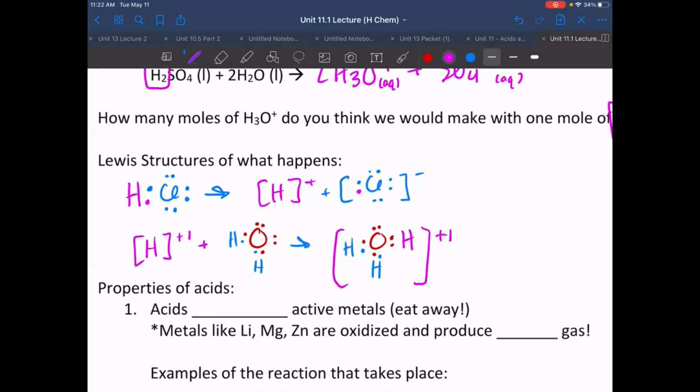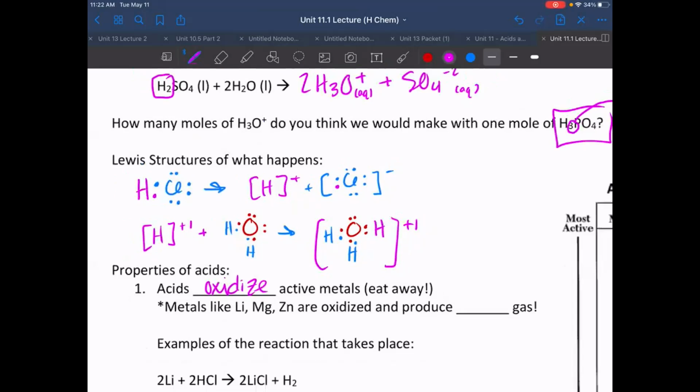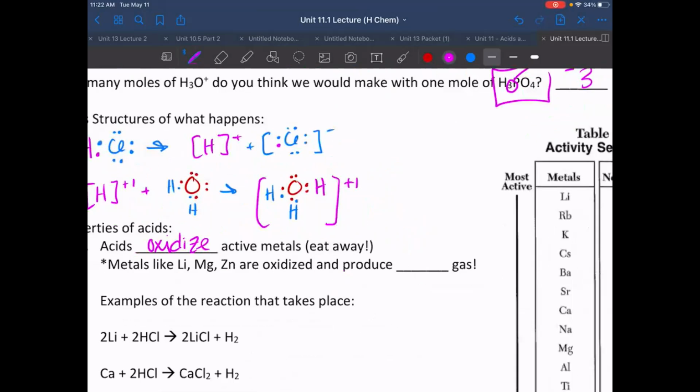Okay, let's talk about some cool things that acids do. Well, they like to oxidize. So this is something that we've talked about before. And so they oxidize active metals or eat them away. So things like lithium, magnesium, zinc, these are super common metals that are oxidized. And in turn, they produce hydrogen gas.